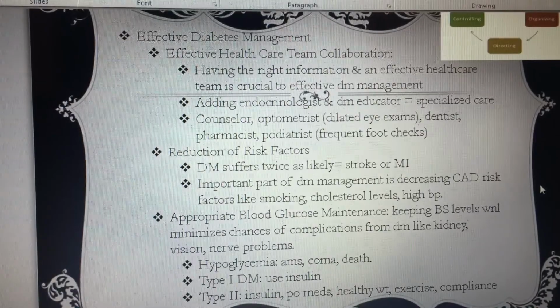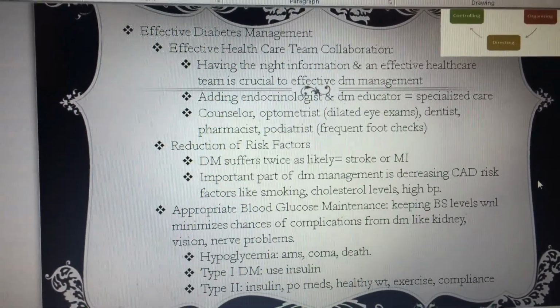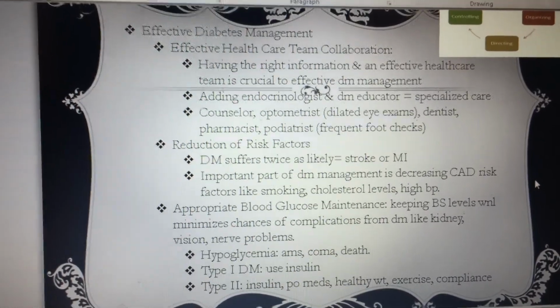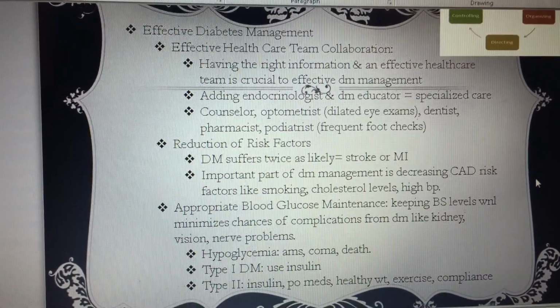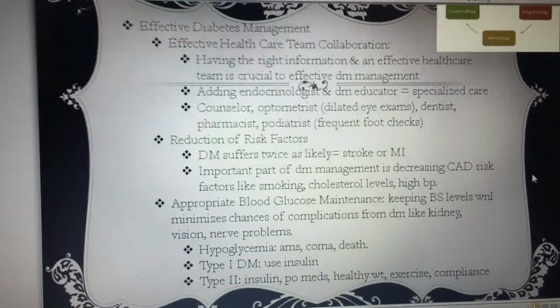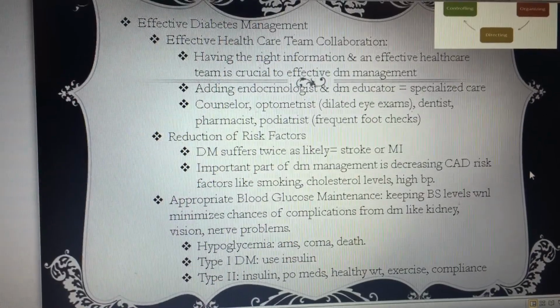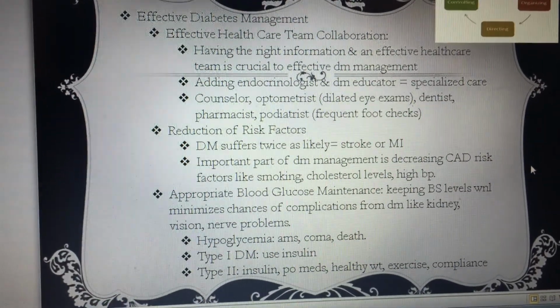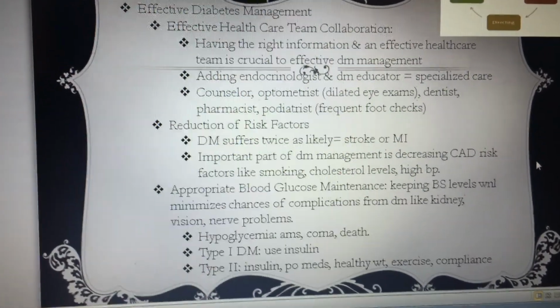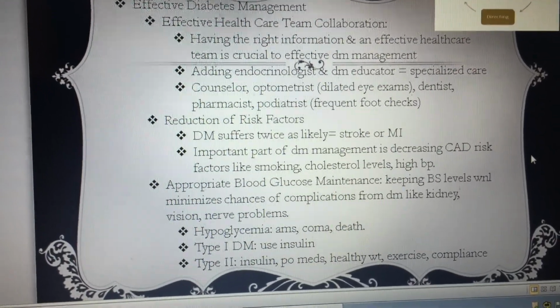Effective diabetes management should include effective healthcare team collaboration. Having the right information and effective healthcare team is crucial to effective diabetes management. Adding an endocrinologist and a diabetic educator would increase the specialized plan of care. Also, adding a counselor, an optometrist, dentist, pharmacist, and podiatrist would also even add further, more specialized care to the plan.